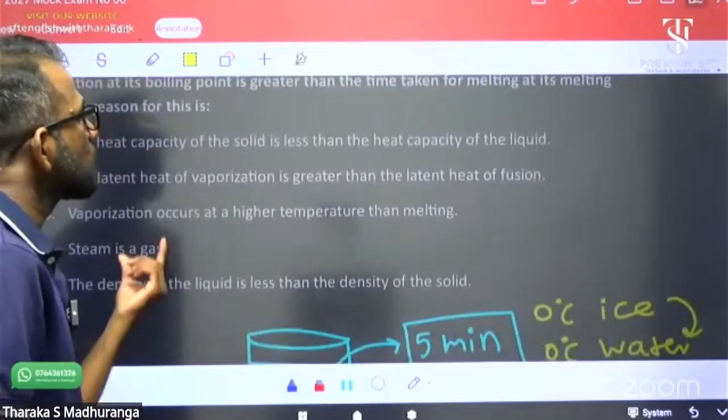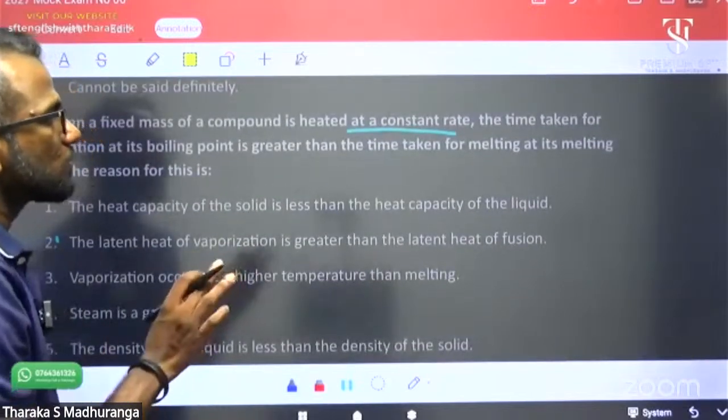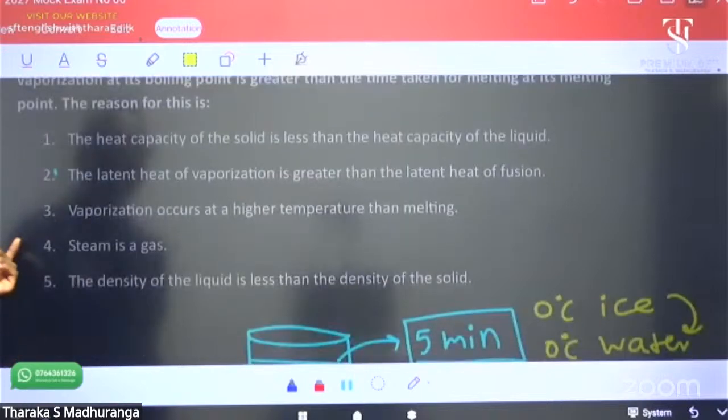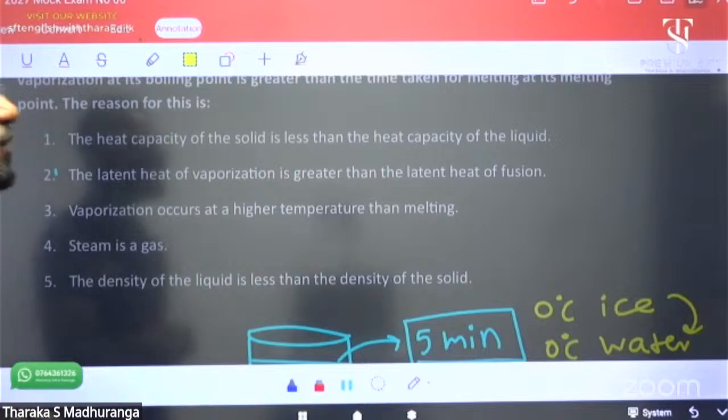The question asks, what is the reason for this time change? In this actual case, the time taken for vaporization at its boiling point is greater than the time taken for melting at its melting point. The reason for that, the heat capacity of the solid is less than the heat capacity of liquid.